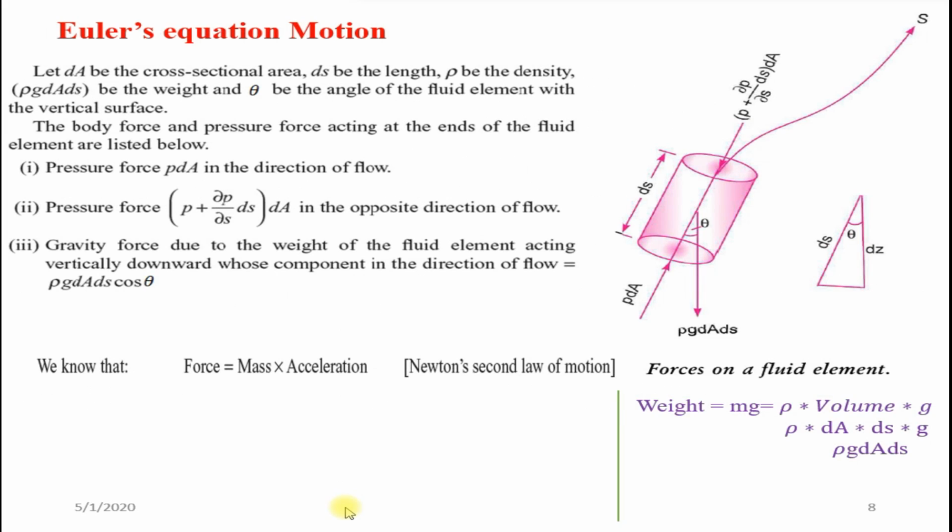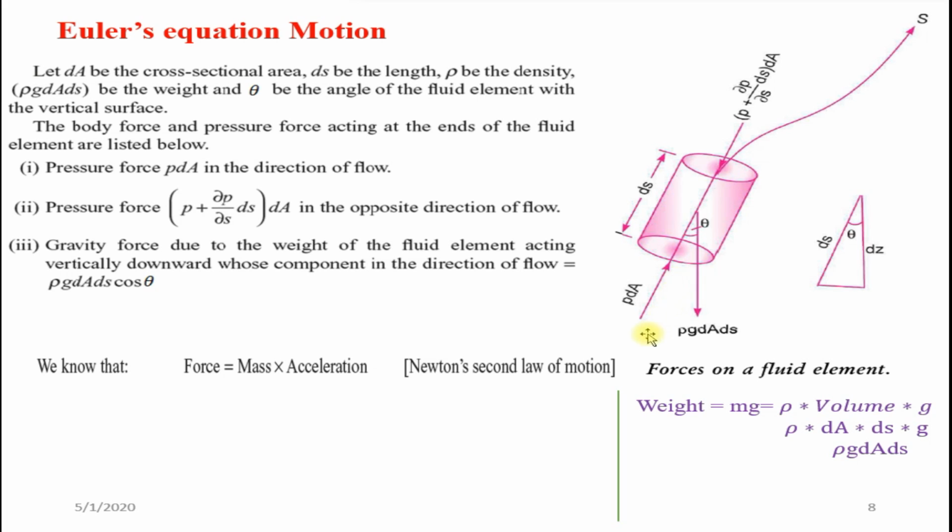Now we will see the Euler's equation of motion derivation. Let dA be the cross-sectional area, ds be the length, rho be the density, and theta be the angle of the fluid element with the vertical surface. Now if you look at this fluid element, ds is the length of this fluid element, then angle theta is the angle of the fluid element with the vertical surface. Then what are the forces acting on this element? First you have to analyze.